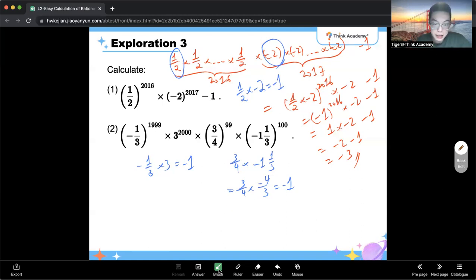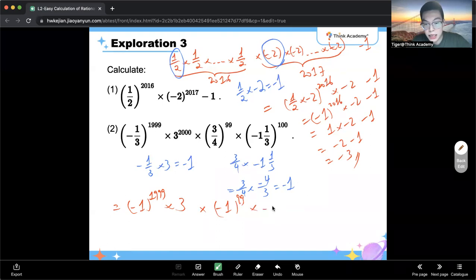So it means that now I can rewrite this equation as, for the first one, we have 1,999 sets of -1s multiplying 3, because there's 1 3 singling out, as 2,000 is 1 more than 1,999. Right. And then for the last 2, we are multiplying -1 again, because each group is -1, and there are 99 groups of them. And this time there's an extra -1 1/3. All right.